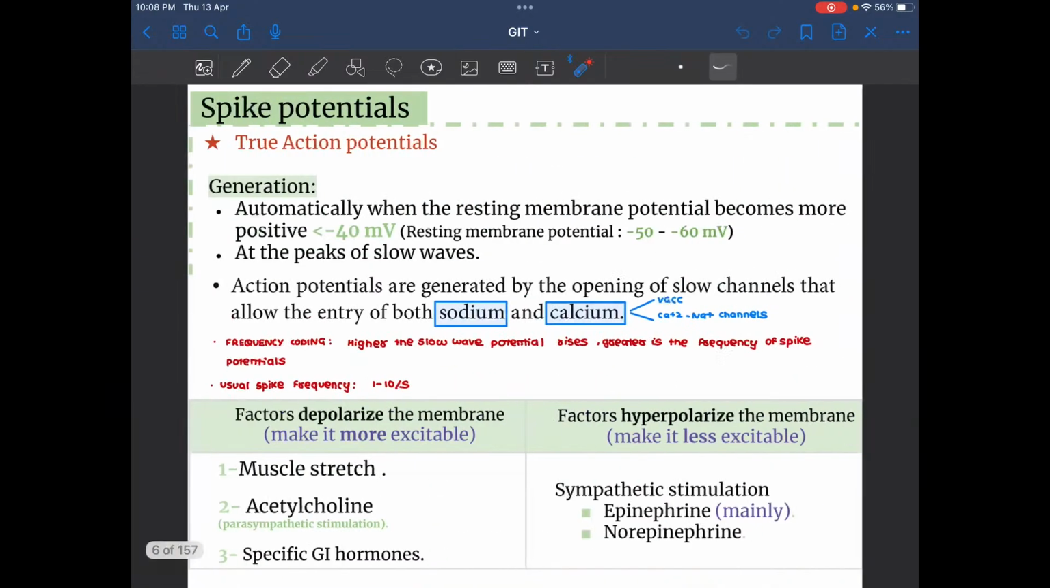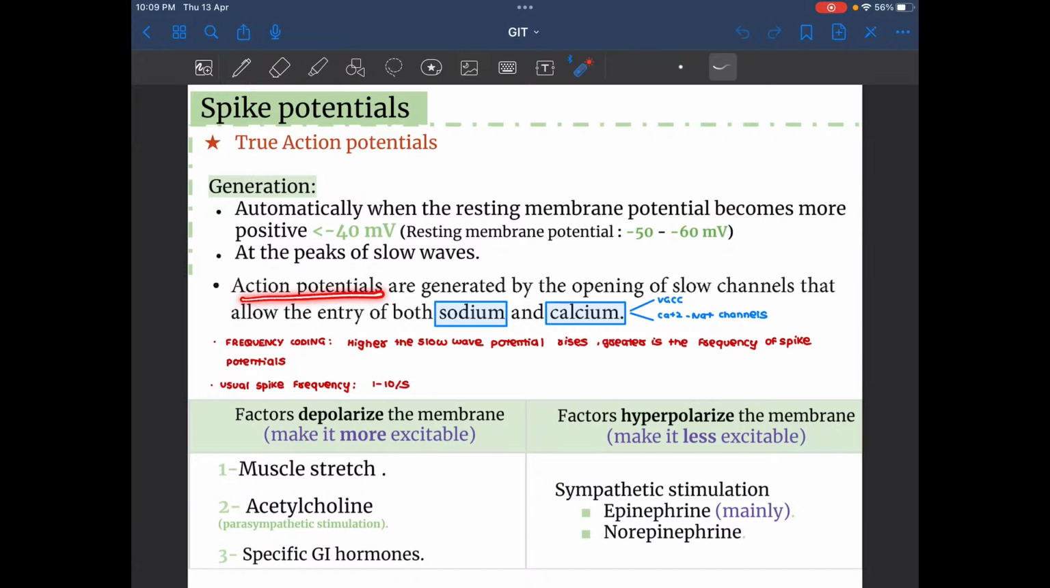Okay. So what next? We're going to have something known as spike potentials. So these are the actual true potentials. Whenever the slow wave reaches a potential of minus 40 millivolts, then we say the threshold is reached, and now the voltage gated calcium channels might open, and you might see something known as an action potential in the case of a smooth muscle cell. And this is obviously going to be followed by contraction of that segment. So these are known as spike potentials.